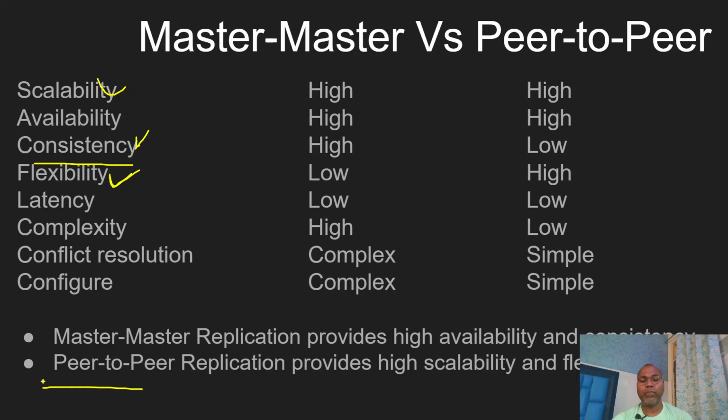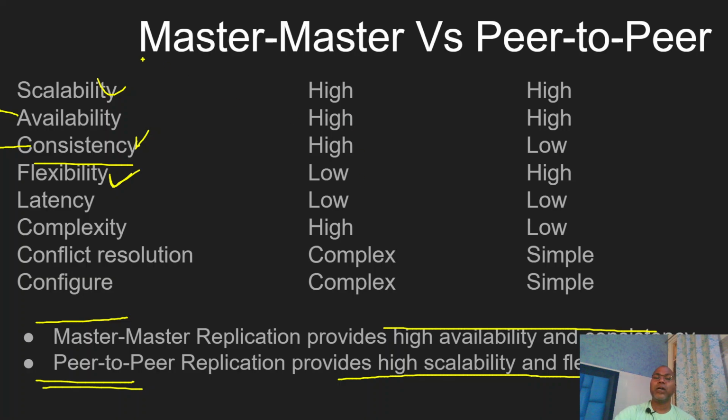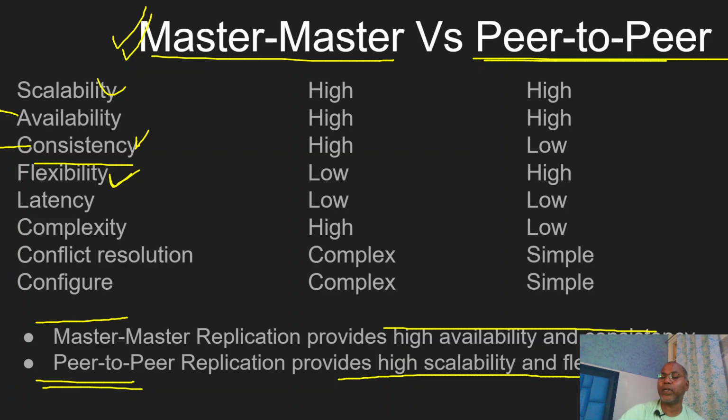So peer-to-peer generally defines high scalability and high flexibility, and if you're designing master-to-master, you want high availability, available always, but consistency is also always required. So high availability and high consistency. Here, high availability and high flexibility, if you want different schema, different vendor, different kinds of data. So generally we prefer peer-to-peer replication.